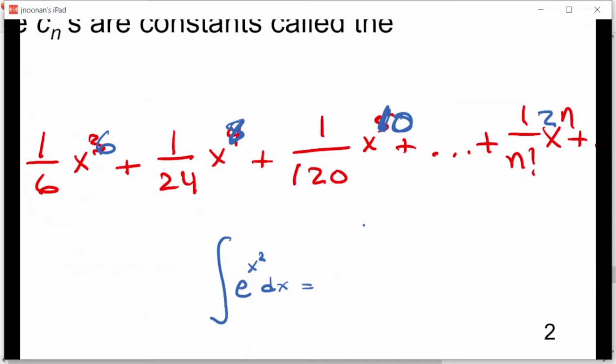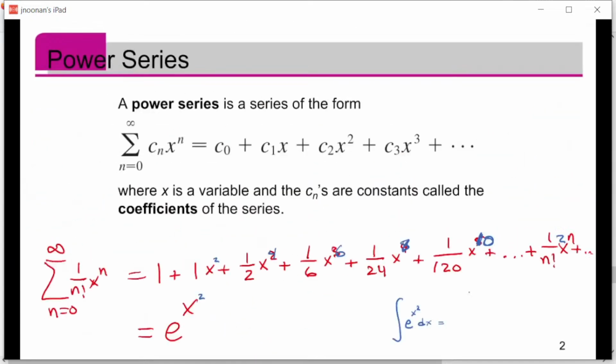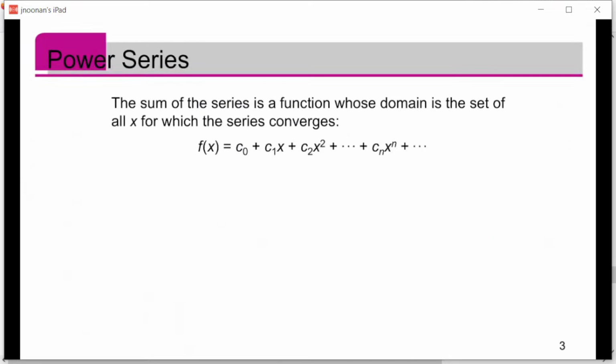We still won't have a nice elementary concise form for it, but at least we'll have an expression for the antiderivative.